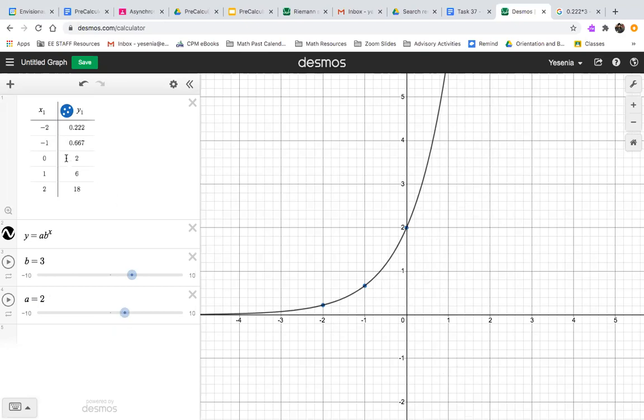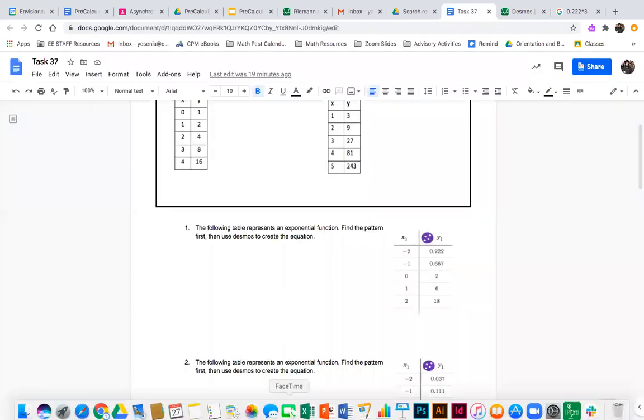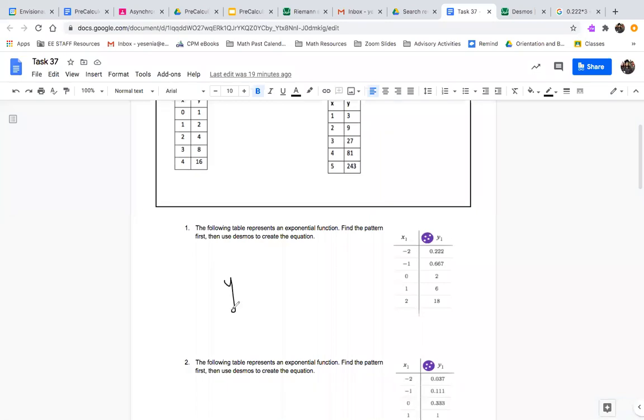Again, especially when you don't have the y-intercept given to you, this slider tool is going to help you create the equation. So as you can see, a is 2, b is 3. It gives it to you once you play around with it. So that's how you would answer this one. So a is 2 and b is 3. So you write it like this.